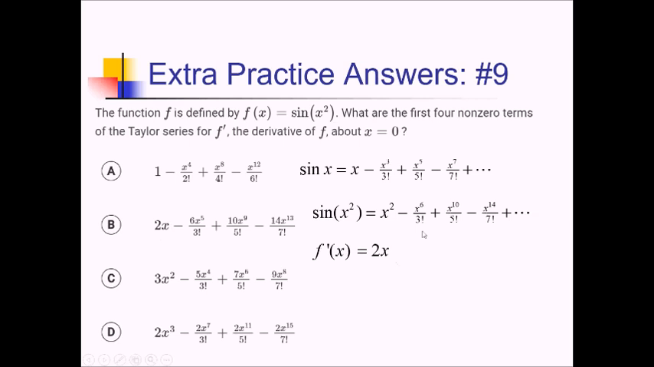But let's keep going. So we've got, let's see, this next one, this is going to be 6x to the 5th over 3 factorial that we're subtracting. And then we have 10x to the 9th over 5 factorial, and 14x to the 13th over 7 factorial, subtracting that one. So yeah, if you look at choice B, everything after that first term is also going to match. So yeah, I think it's choice B.